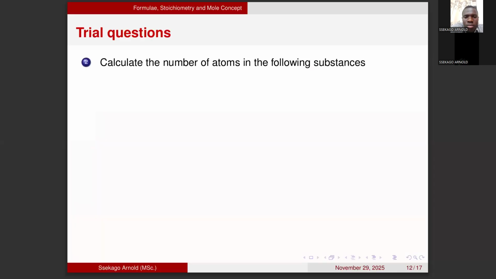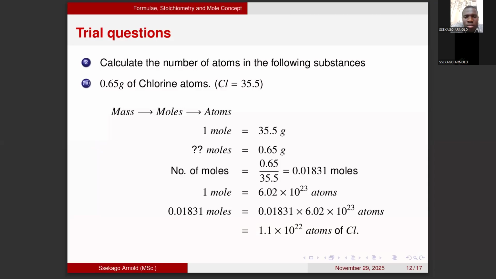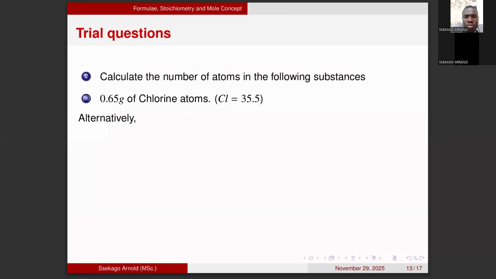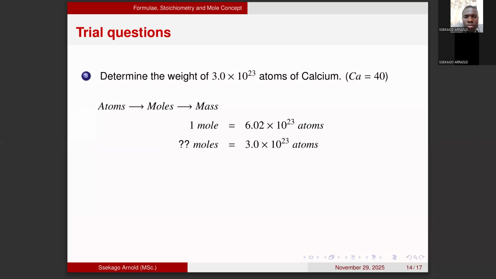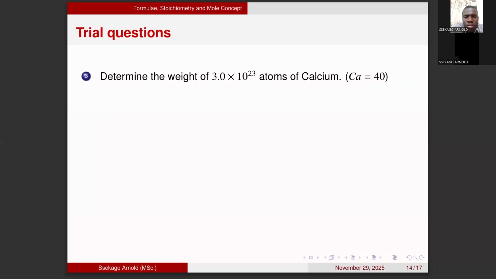Item 3 says we want to determine the weight. That is mass. We want to determine the mass of 3.0 times 10 power 23 atoms of calcium. In simple terms, we are given atoms. We are given particles. We want to determine mass. What does the mind map say?